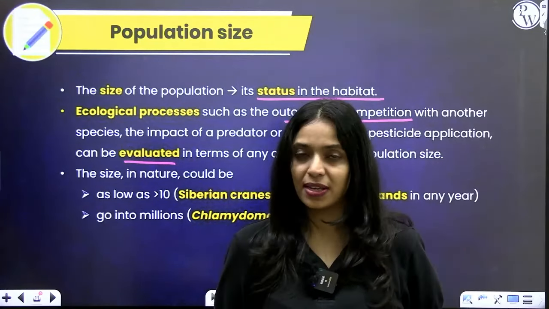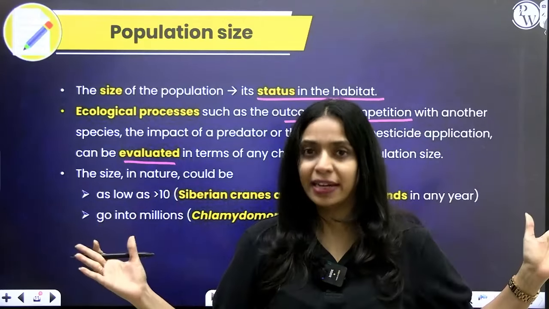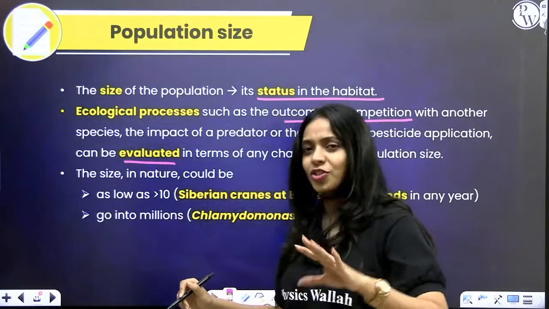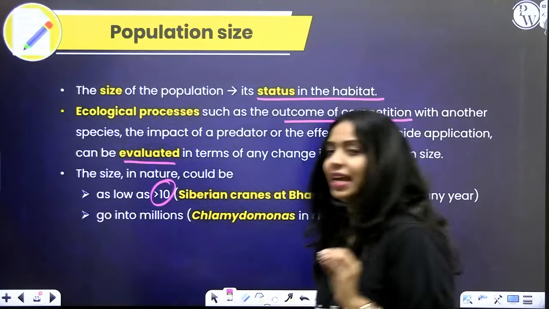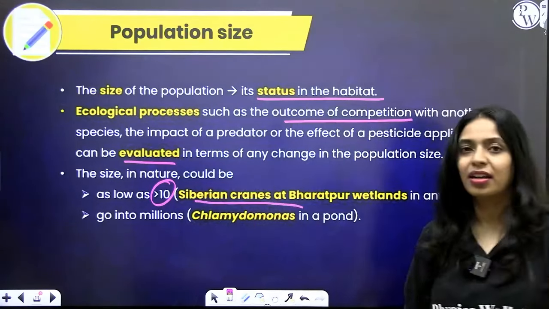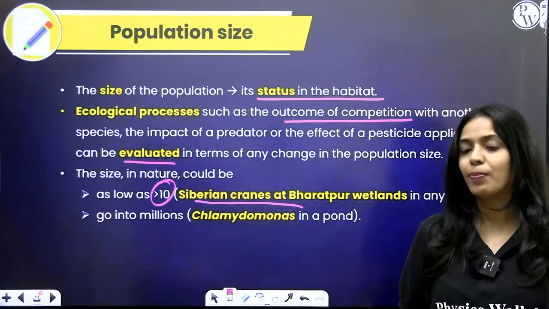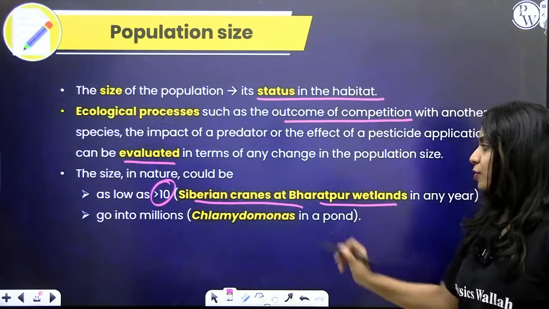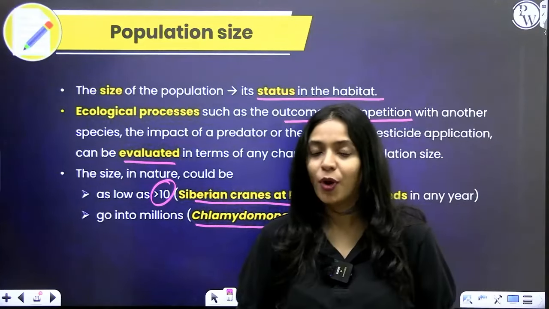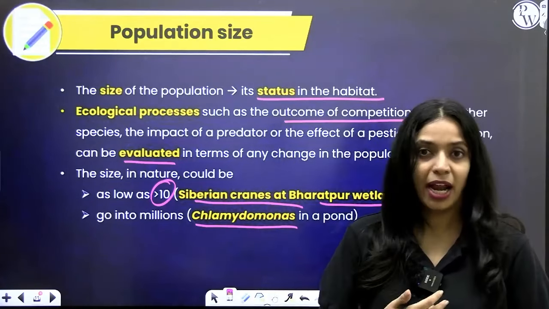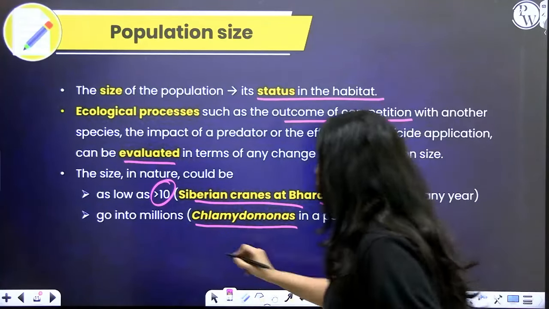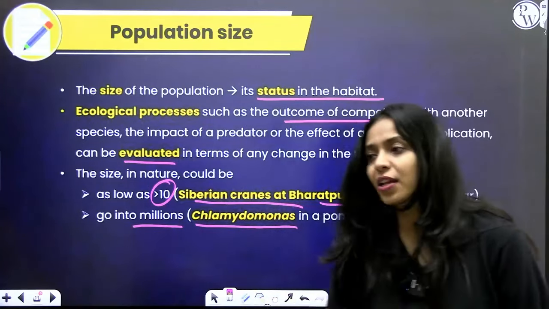Now, like I mentioned, whenever we talk about size, we generally think about it in terms of numbers. The population size can vary widely, right? It can be as small as one bird, though a population has to be greater than one. It can be as little as fewer than 10 individuals. For example, Siberian cranes are from Siberia, but they migrate and come to some parts of India. At any time, if you go to the Bharatpur wetlands, you can see fewer than 10 cranes there. If you count the number of Chlamydomonas in a pond, Chlamydomonas being a unicellular, very small alga, hundreds and thousands and probably lakhs of it could be present in one single pond. So it could go into millions as well. So the size is highly variable in nature.